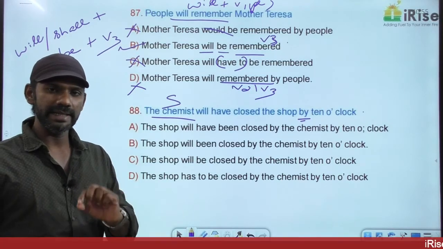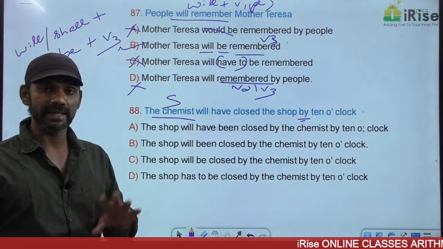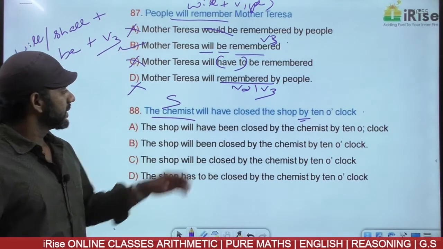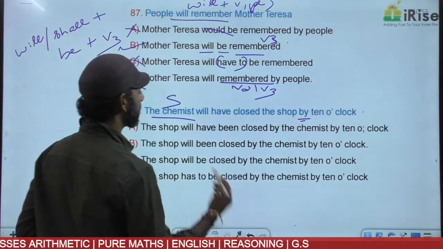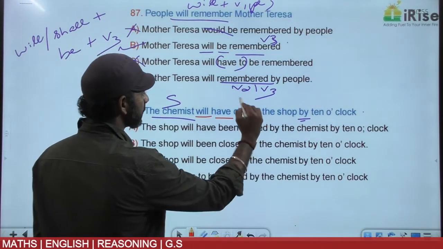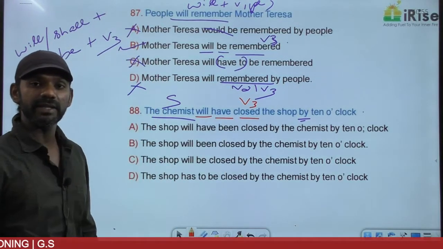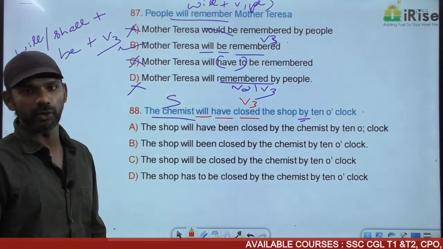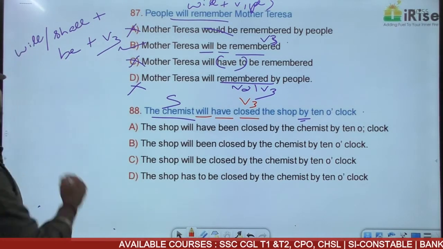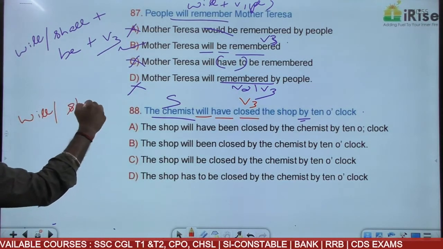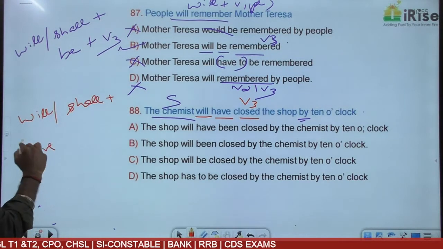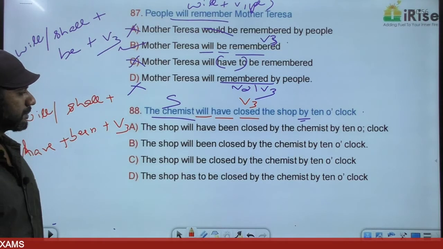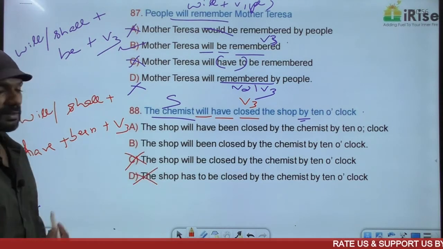When there is only one verb in a sentence in the future along with by, that verb must be in the future perfect tense. The chemist will have closed the shop. Will have closed is will plus have plus V3, future perfect. There's one verb in this sentence along with by, future perfect tense, active voice. Future perfect passive voice structure is will or shall plus have plus been plus V3. In every perfect sentence of passive voice, been must be there. So C and D are eliminated because been is not there.